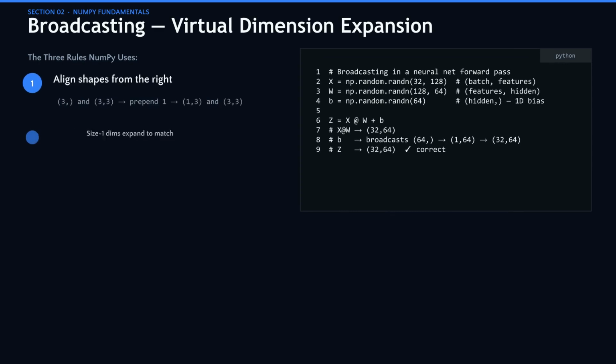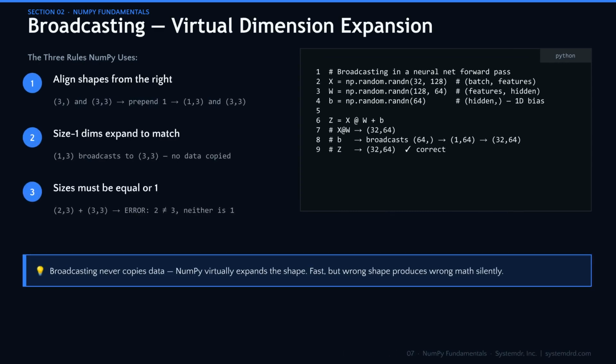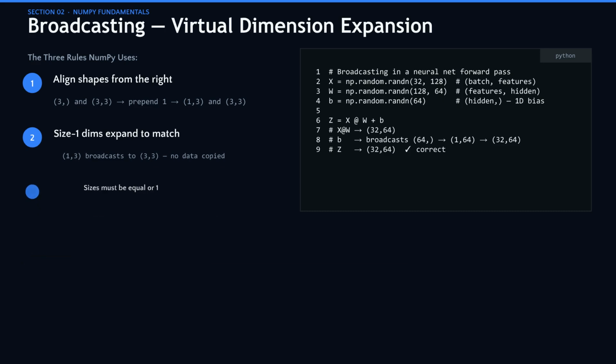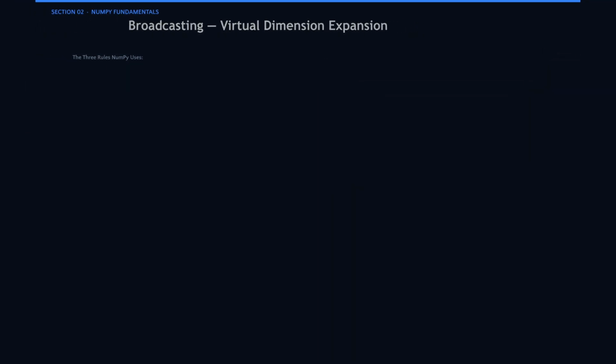Broadcasting is NumPy's way of extending dimensions virtually without copying data. The 3 key rules are: align shapes from the right, size-1 dimensions expand to match, and unequal non-1 dimensions cause an error. Correct reshaping, like turning a (64,) bias into (1,64), is essential for successful matmul operations.